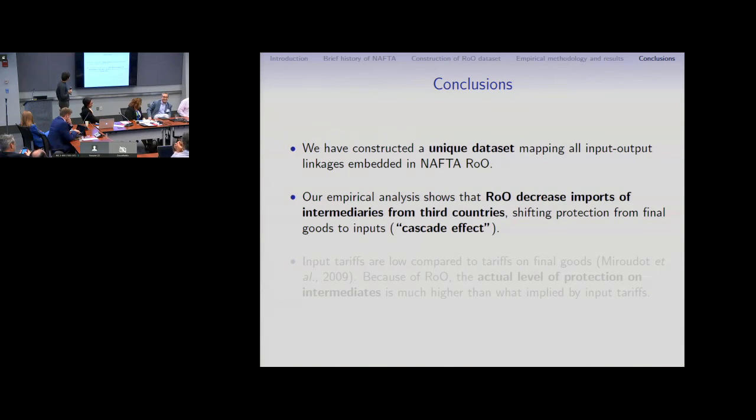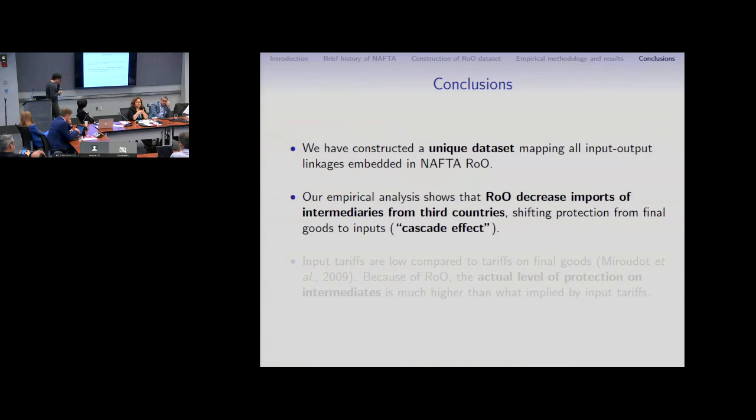Okay, so what have we done in this paper? What we have done in this paper is construct a unique data set which contains NAFTA rules of origin in a way that had not been done before, which is basically connecting all the intermediate inputs with the outputs for which there were rules of origin.